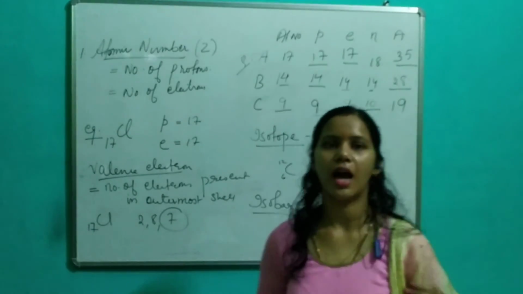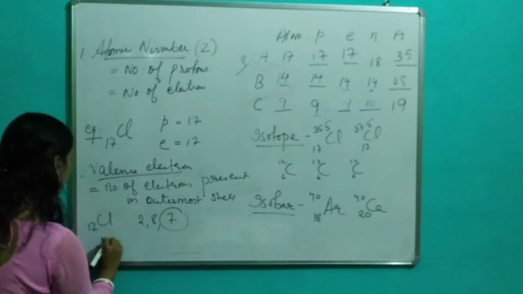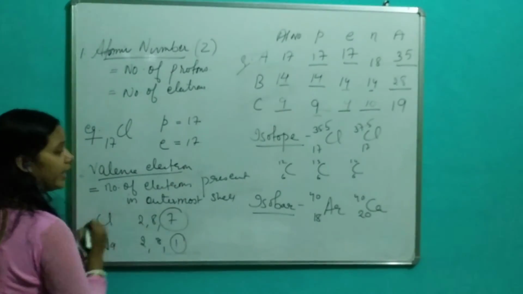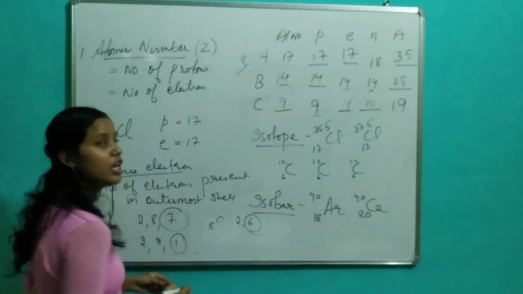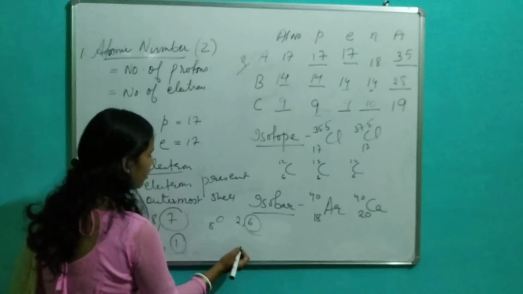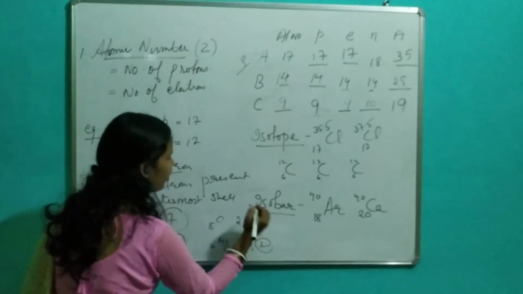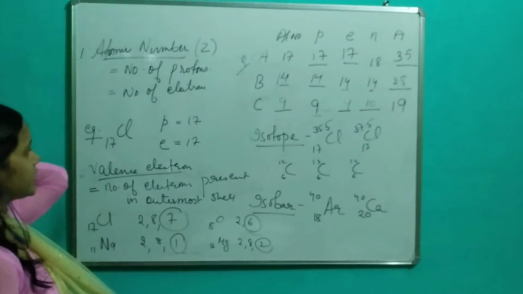क्योंकि उसके आखिरी शेल में कितने इलेक्ट्रॉन है? 7 इलेक्ट्रॉन्स है. If I say sodium, sodium is 11. इसके आखिरी शेल में कितना इलेक्ट्रॉन है? 2, 8, 1. एक ही इलेक्ट्रॉन है. Oxygen is 8, 2, 6. इसके आखिरी शेल में 6 इलेक्ट्रॉन है. Magnesium 12, 2, 8, 2. 2 है इसका वैलेंस इलेक्ट्रॉन क्योंकि 2 ही इलेक्ट्रॉन है जो इसके आखिरी शेल में प्रेजेंट है.